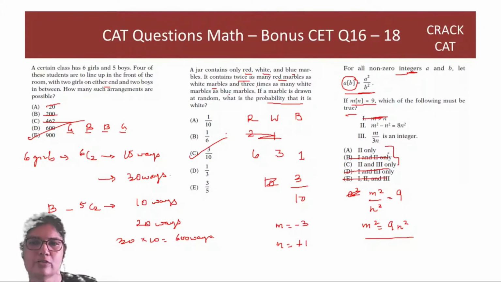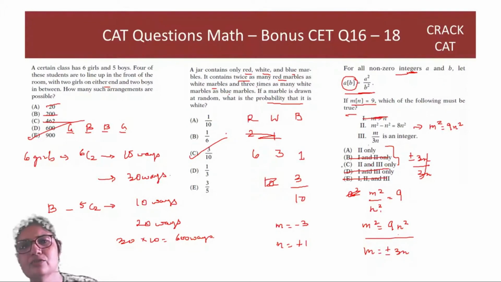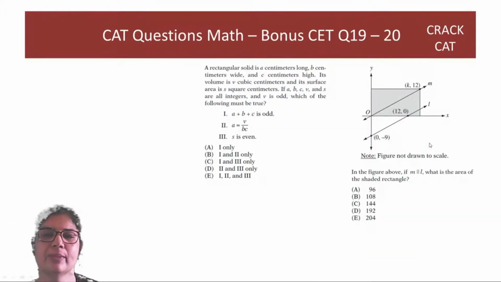So obviously 2 has to be true. We can see it here. I get n square. This is the same as the original. So 2 has to be true. If m and n are integers where m square is equal to 9n square, that means m is equal to plus minus 3n. So I can replace m with plus minus 3n over 3n and I will definitely get an integer. So 3 also has to be true. So answer is option C. Right? Great. 19 and 20.